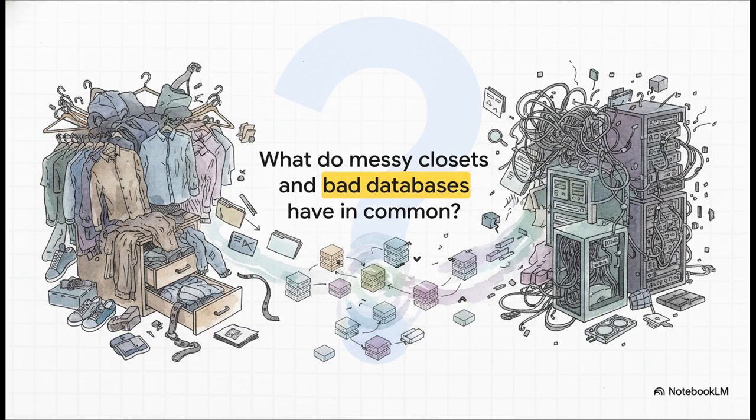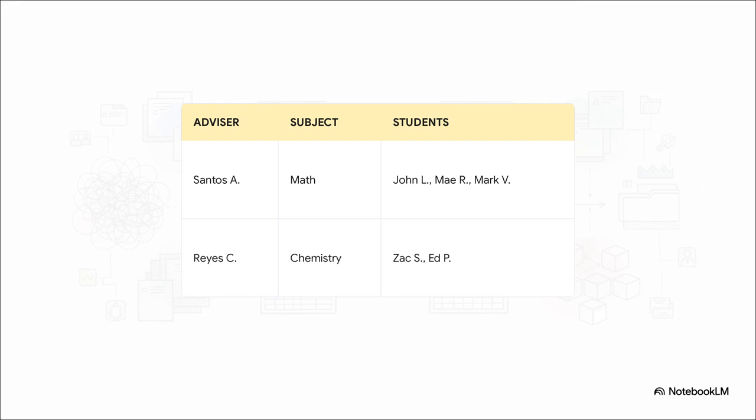I know it sounds a little random, but trust me, the answer is key to understanding why we even need to organize data in the first place. Okay, have a look at this table. This is what we'd call unnormalized data. Just look at that students column. We've got multiple names all just jammed into one cell. And what happens if Santos advises another subject? Well, we'd have to type their name all over again. It's basically the digital version of just throwing all your clothes in a giant pile and hoping for the best.